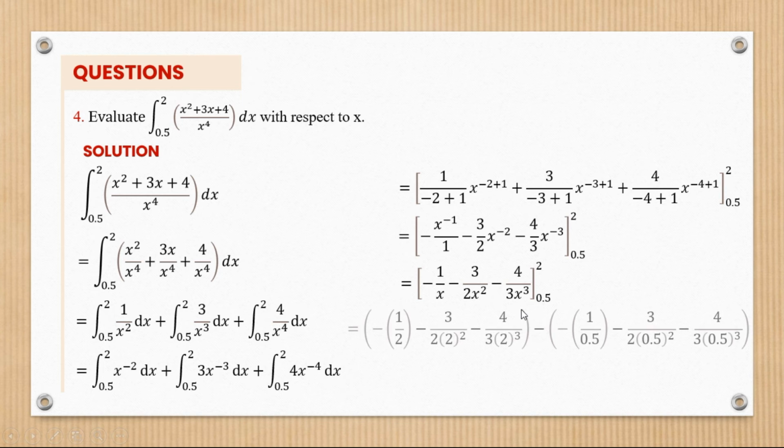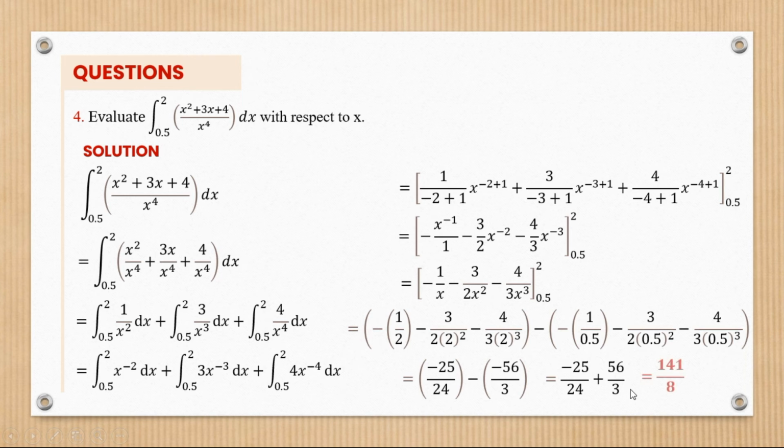So next we're going to plug in the limits and then find the difference. So this is the group where we've plugged in the upper limit, minus the group where we've plugged in the lower limit. And what answers do we get? For this group we get negative 25 over 24, and for this group we get negative 56 over 3. So when we open brackets, we have negative 25 over 24 plus 56 over 3, of which the answer is 141 over 8, and that is the answer we're looking for.